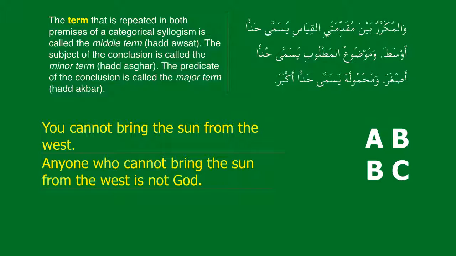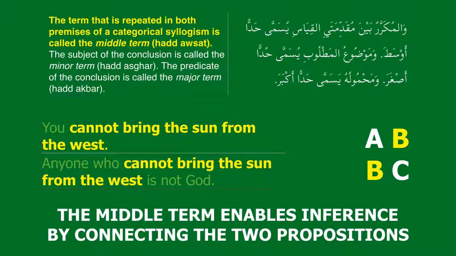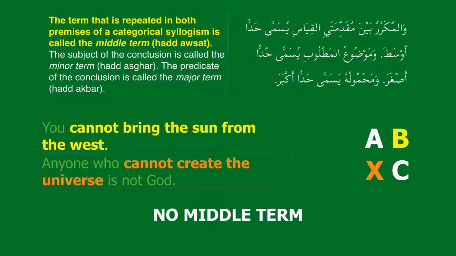These two propositions have a common term, namely someone who cannot bring the sun from the west. This is represented in the abstraction as B, term B. This term is repeated in both premises. It's repeated in both propositions of the argument, and this is called the middle term. So the middle term is what enables inference in a categorical proposition. It is what connects the two propositions. If there was no middle term, then there would be no inference.